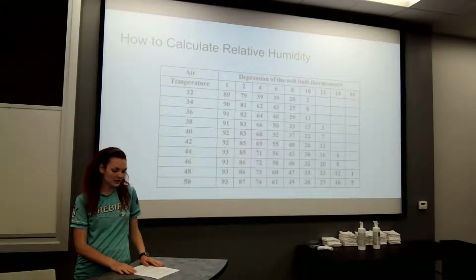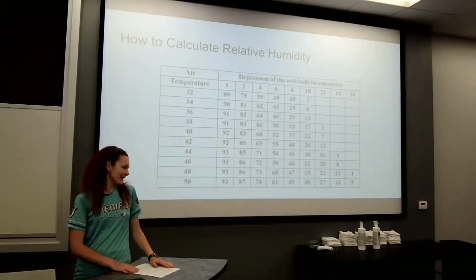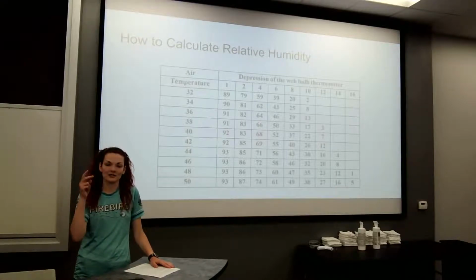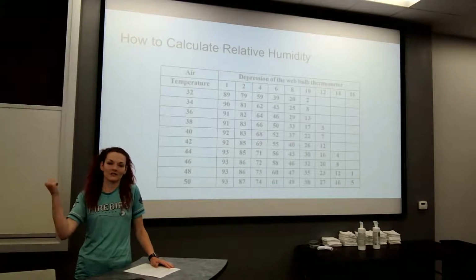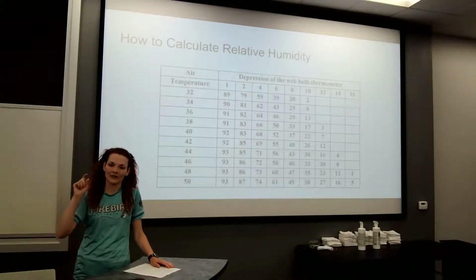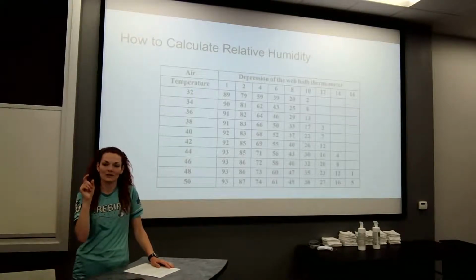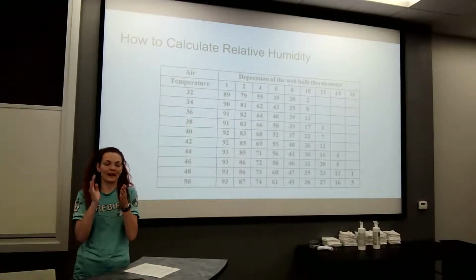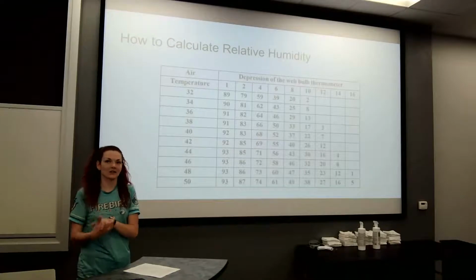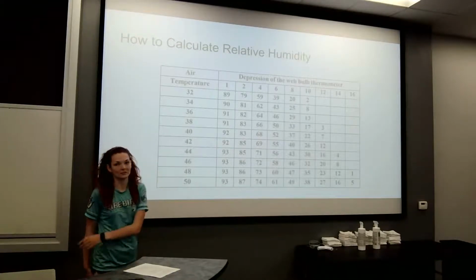We also talked about in Lab 7 a sling psychrometer. That's the instrument where it has two thermometers and you swing it around in a circle, and as you're swinging it around, the water on that wet bulb is evaporating. And so your dry bulb and your wet bulb are going to have two different readings. Then you use those readings with this chart.